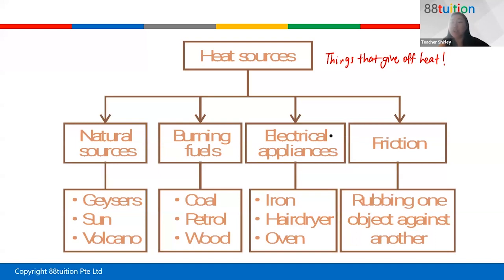Friction. Okay, friction is when you rub one object against another, right? That causes friction. So you can try rubbing your hand against each other now, and you will start to feel a little bit of heat, right? So that's one of the sources of heat as well.